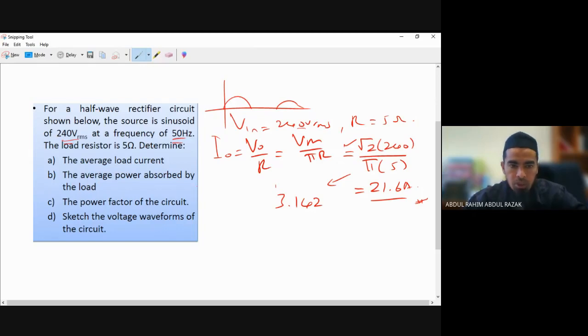What about the average power absorbed by the load? So this is your A. How much is your average power? P average is equal to I square R. And so you have your I, this is your I, times your R. Or you can calculate your VRMS here, divide by R. Also can.